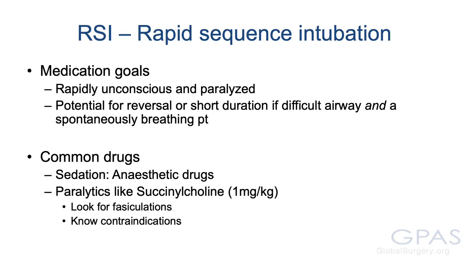Rapid sequence intubation is achieved with medication that achieves rapid unconsciousness as well as paralysis. Potential for reversal for a short duration in case of a difficult airway may be possible in some instances. Commonly used drugs include anesthetic drugs like propofol, ketamine, thiopental, etomidate. Paralytics include succinylcholine or rocuronium.